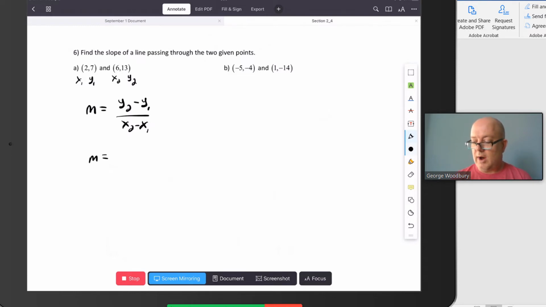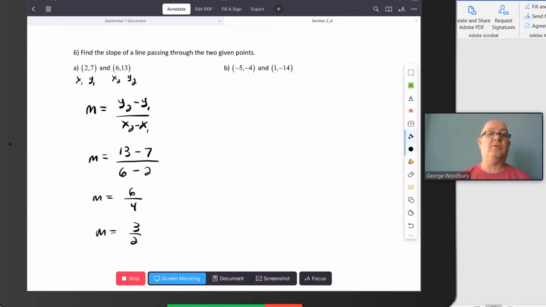M equals y2 is 13 minus y1 is 7. And that's going to go over x2, the second x, that's 6, minus x1, which is 2. And we have 13 minus 7 is 6, over 6 minus 2 is 4. And we should always reduce that to lowest terms. That's going to be 3/2. That tells us that the graph moves up 3 units as it moves 2 to the right. The numerator is going to tell you whether it's up or down as it moves to the right. The denominator always tells you how far to the right it goes.